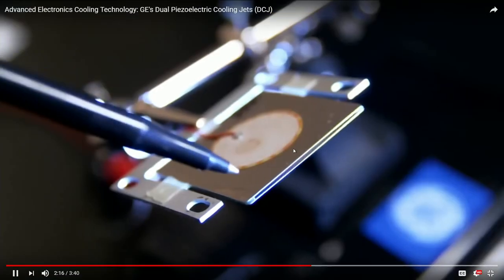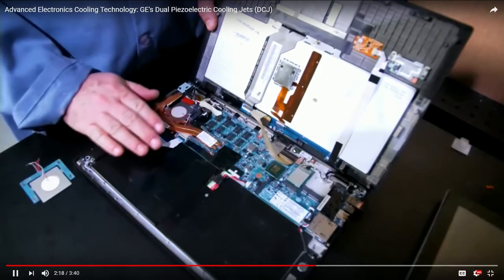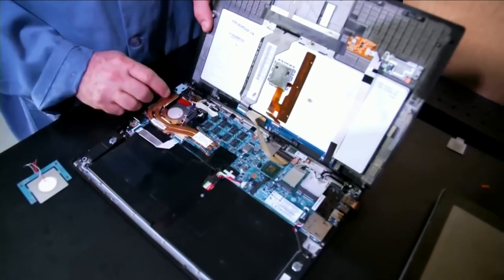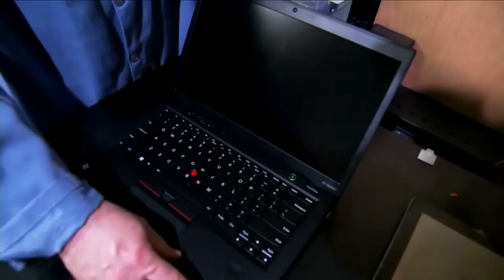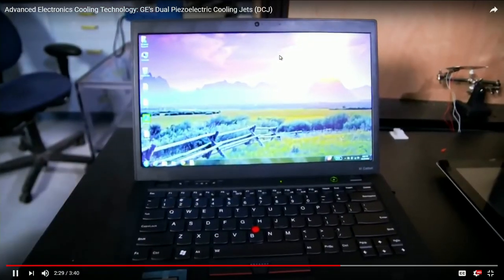Because the dual cool jet is such a thin solution, there is a lot of space left over, which allows this laptop to become thinner if necessary, or that space could be taken up with other electronics. This is the first laptop in the world that's cooled by a dual piezo cooling jet. Thin is the new fast.